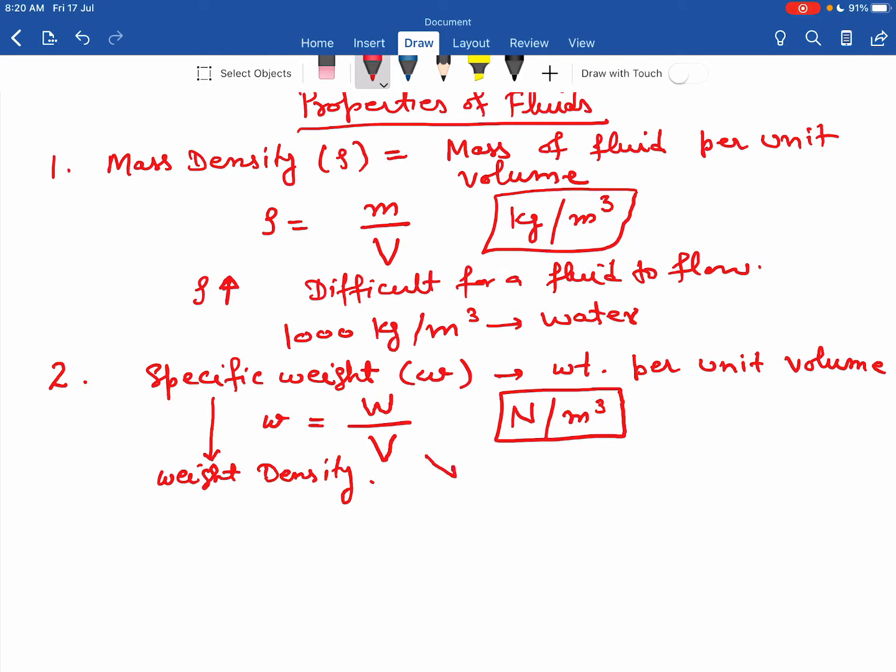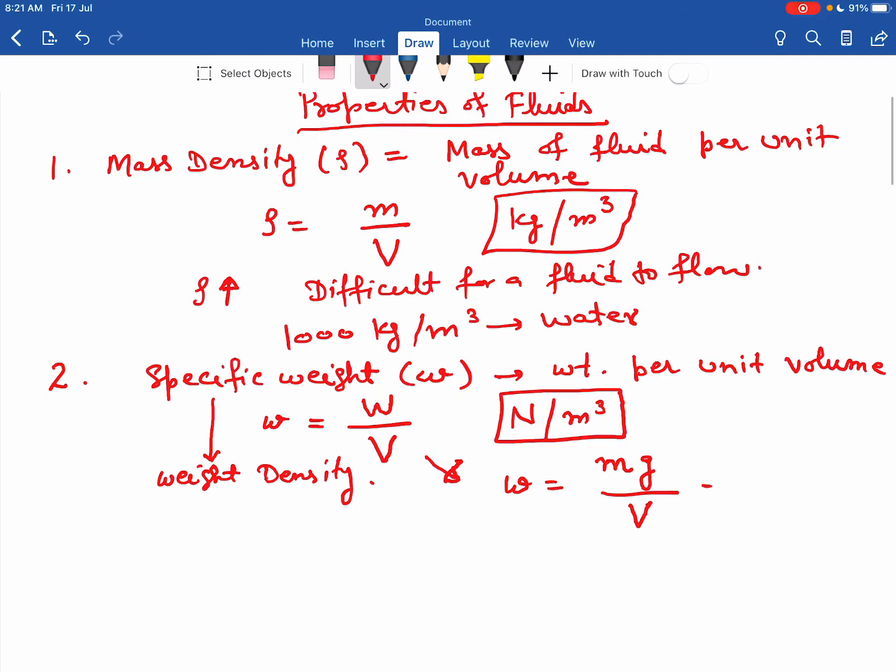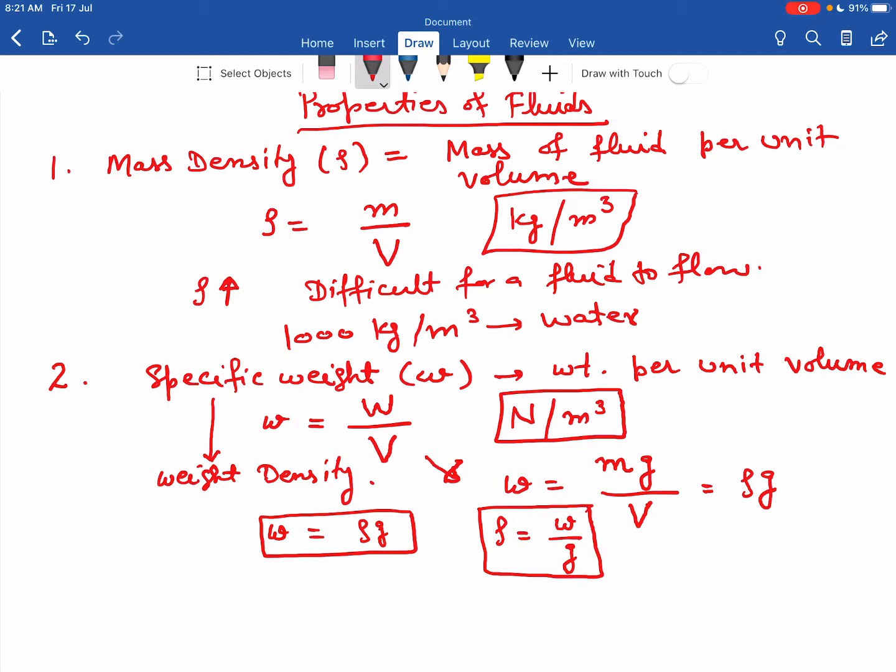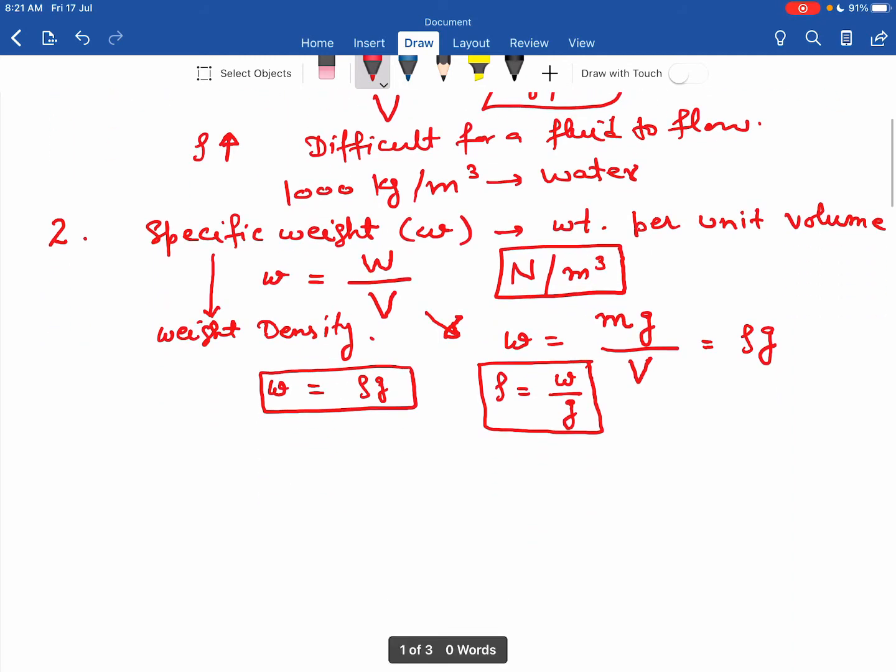So from this formula, now we can write W as, weight is m into g, mass into acceleration due to gravity, divided by volume. So m upon v is rho. So W we can also write as rho g, or rho you can write as W upon g. Okay, so this is specific weight or weight density.